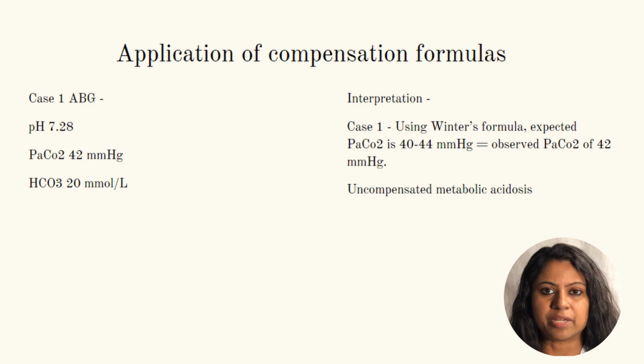Let's take an example of an ABG for metabolic acidosis, where the observed PaCO2 is 42 and the observed bicarb is 20. Putting the level of bicarb in the Winter's formula, we can calculate the expected PaCO2 in this example to be in the range of 40 to 44 mmHg. Our observed PaCO2 in the ABG is 42, which is in the range of expected PaCO2 that we calculated by the Winter's formula. So that means this is an uncompensated metabolic acidosis.